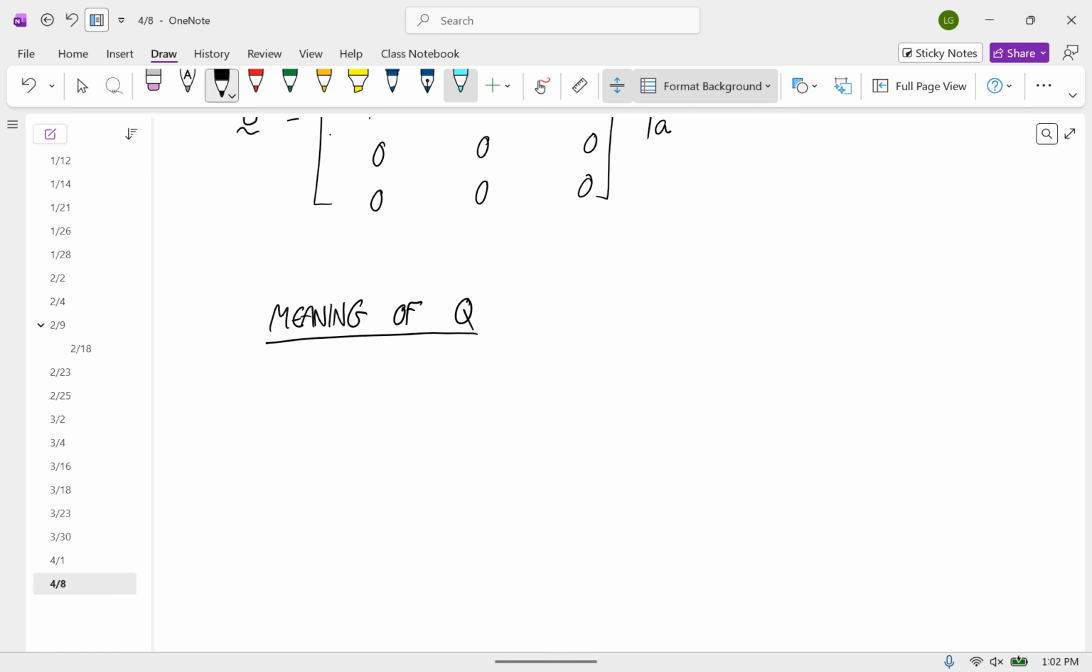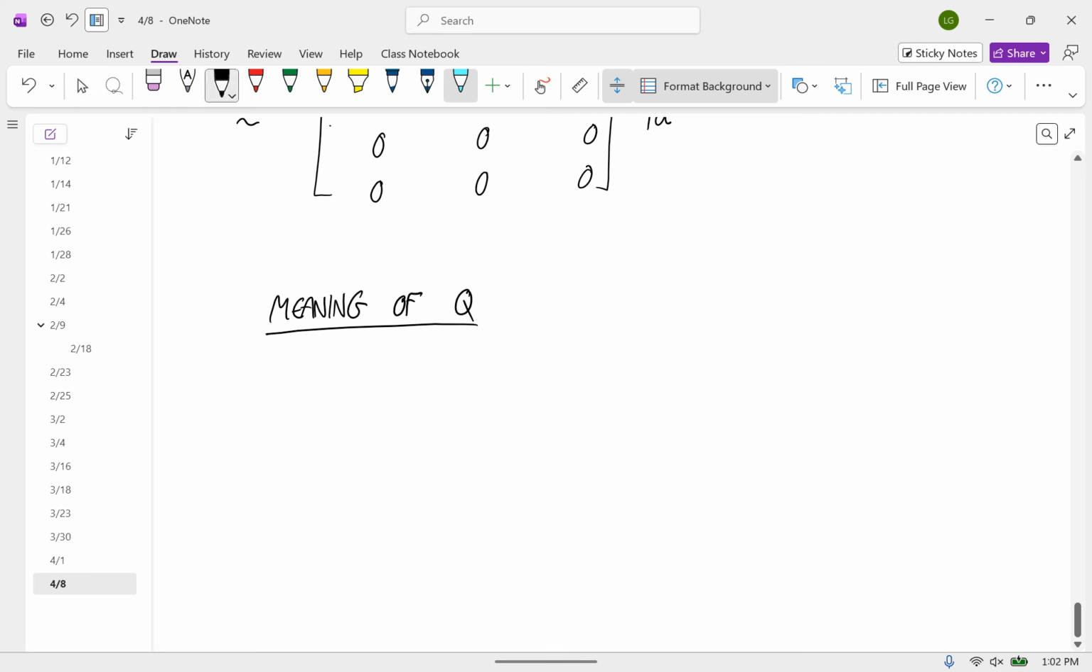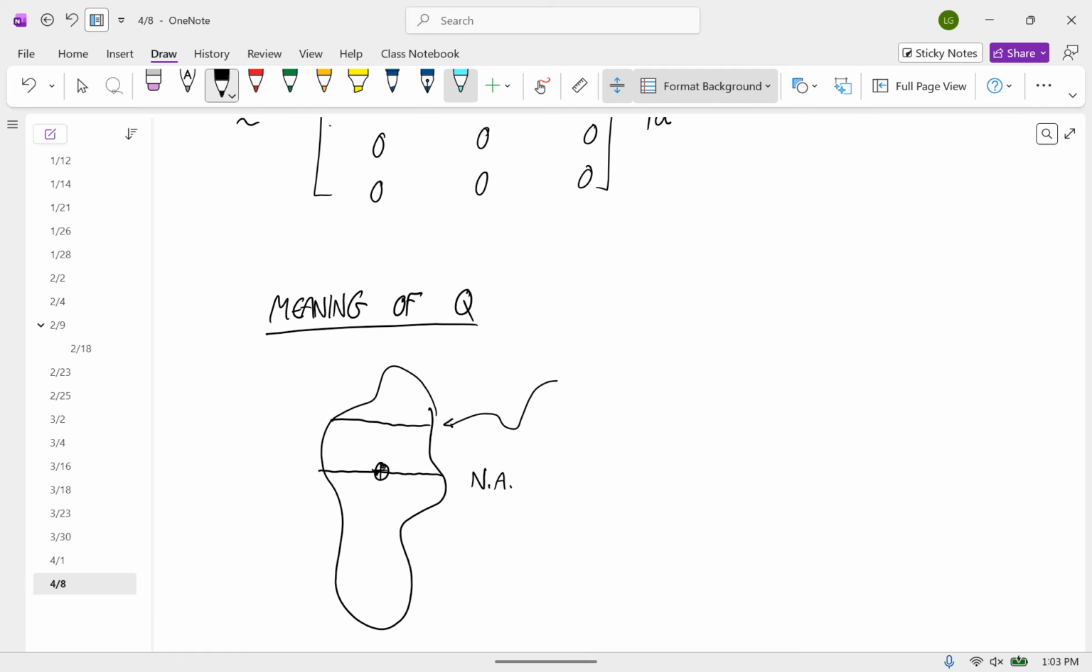So what's the meaning of Q? If you have a shape, and it doesn't matter what the shape is, okay, this shape has a centroid, and the neutral axis goes through the centroid. Okay. And then you have a line of interest where you want to calculate the Q value.